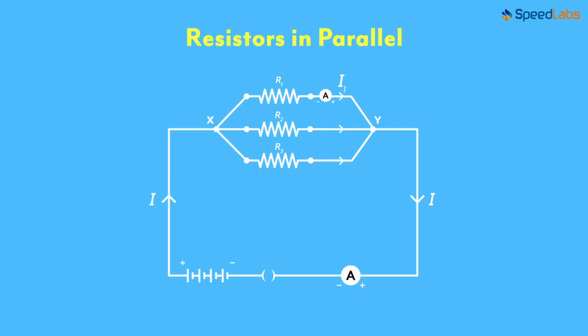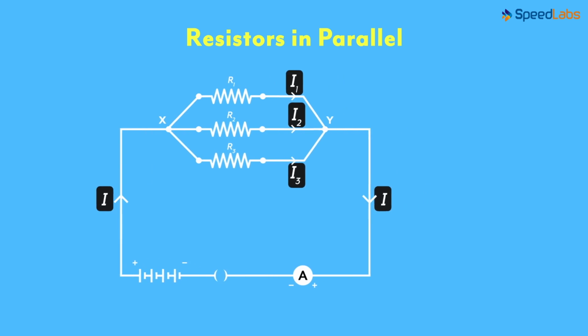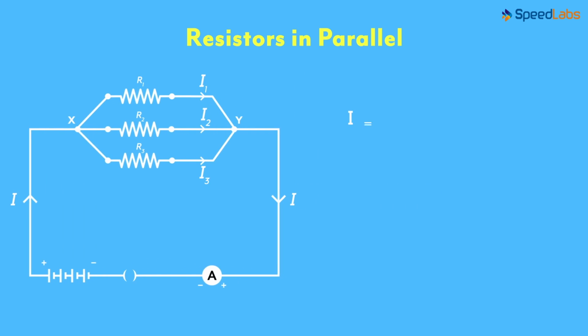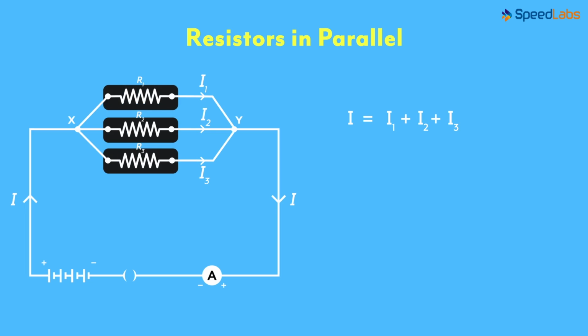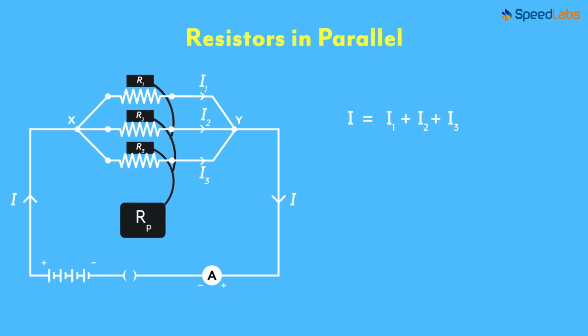Similarly, we measure currents I2 and I3 in the second and the third branches respectively. After measuring the individual currents, we get a relation between I and the currents flowing across the resistors. The total current is equal to the sum of the separate currents through each of the resistors. What is it that we're really looking for? Yes, what we're really interested in is the overall resistance of the combination of these resistors which are connected in parallel. Let's call the overall resistance Rp.